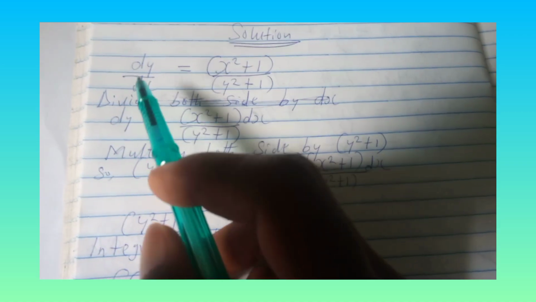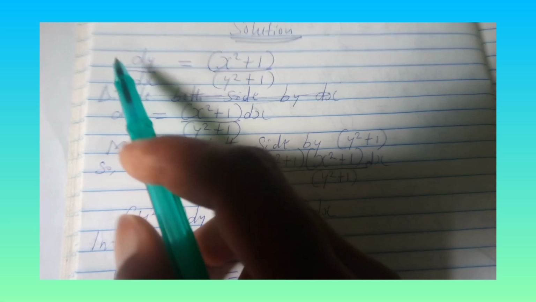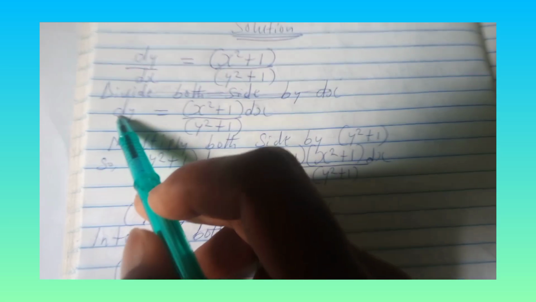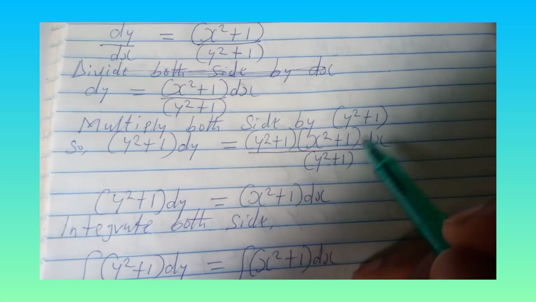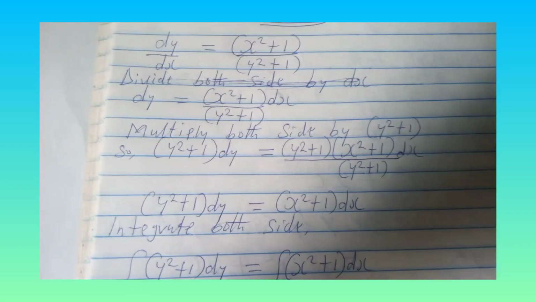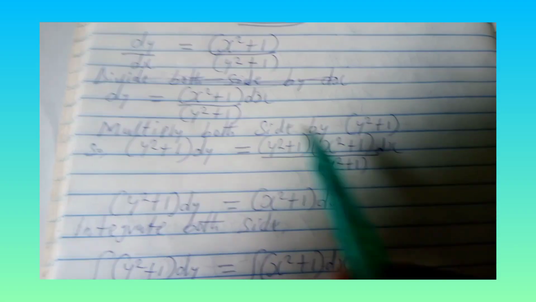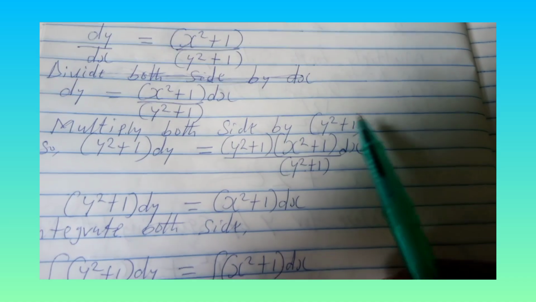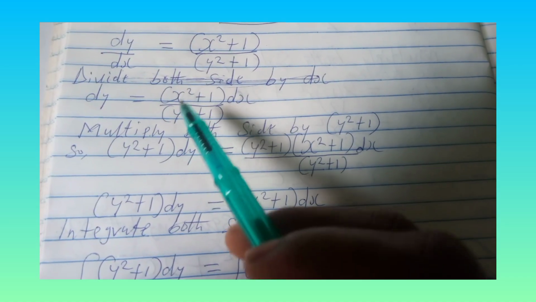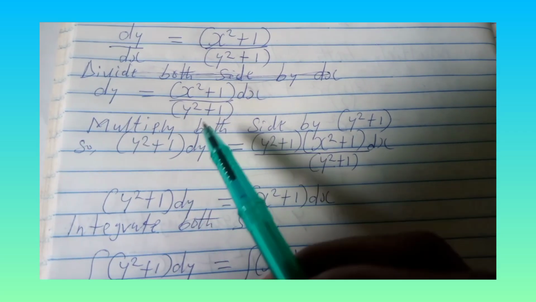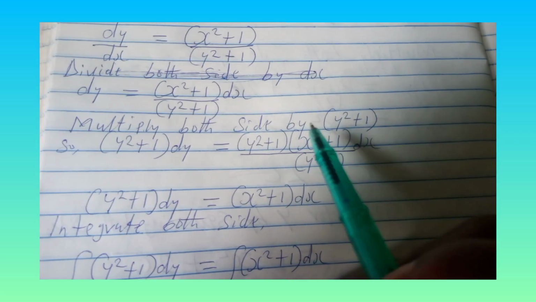And when the x multiplies this side, you know that the x will cancel the x. That is why we are left here with the y. So now multiply both sides by what? In this case, we multiply both sides by y square plus 1. And for us to make this y square plus 1 be on our left hand side, we multiply both sides by y square plus 1.